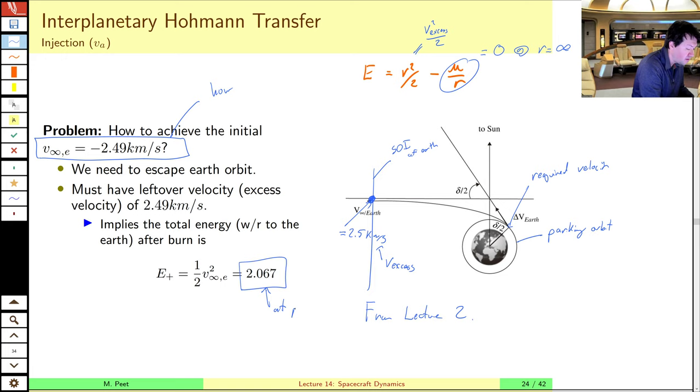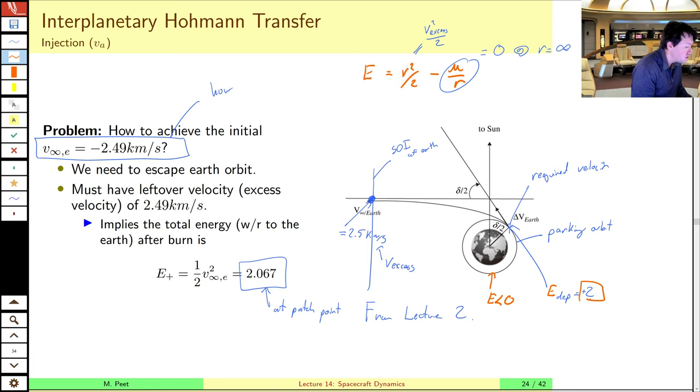Then we just use conservation of energy to determine that our energy at departure should also be equal to positive 2. Put a plus there, just to remind us that normally when you're in elliptic orbits, energy is negative. So we have to do a burn here to move us from a parking orbit, which has negative energy, to a hyperbolic orbit, which has energy of positive 2.